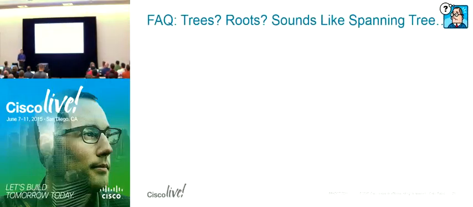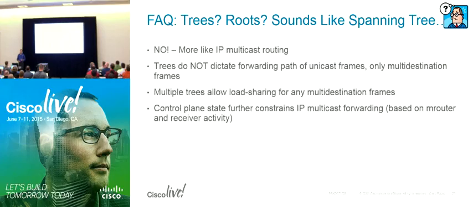Some may say, hang on a second. So you're telling me trees, roots, it sounds like spanning tree, doesn't it? But the truth is, it's more like IP multicast routing. Remember, in spanning tree, or even in vPC, that has spanning tree as an underlay mechanism, we use tree topology for all kinds of traffic, for unicast and BUM traffic. In FabricPath, we use trees only for BUM traffic. Unicast is always forwarded using shortest path.